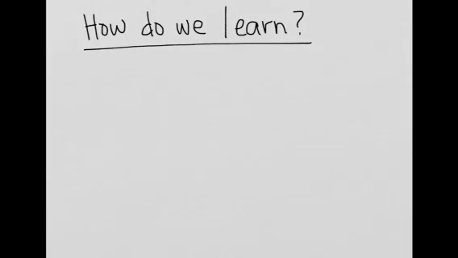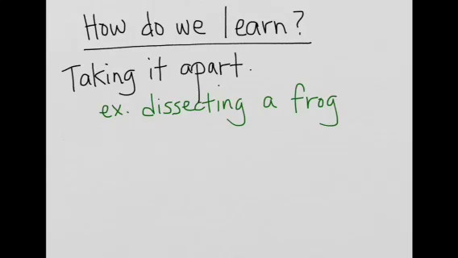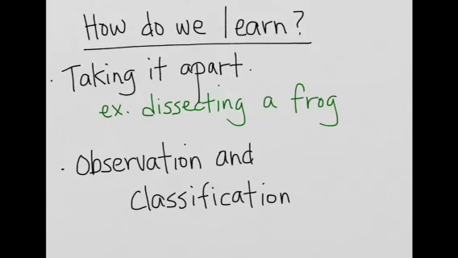If we can take it apart, we can learn about something by doing just that. In biology class, you learned more about the frog, the earthworm, and other things by dissecting them, which is a form of taking them apart. But when we can't take something apart, we can observe it and then classify it. The biological keys that were introduced in your biology class were an example of classifying the different organisms that live in our world.